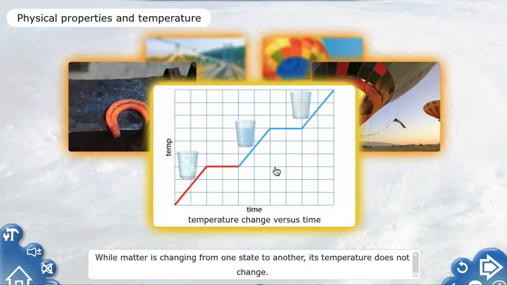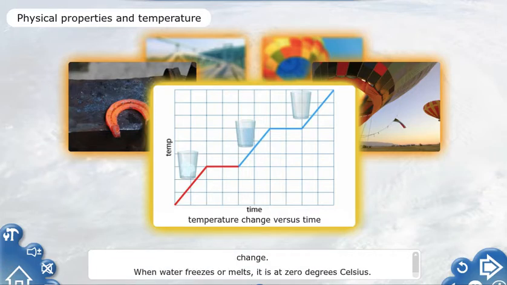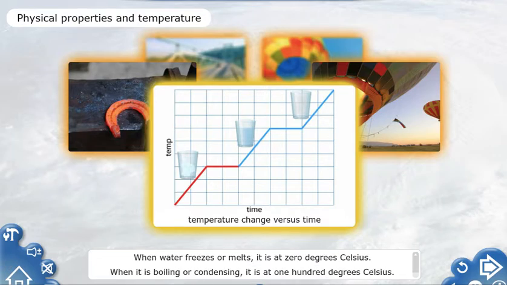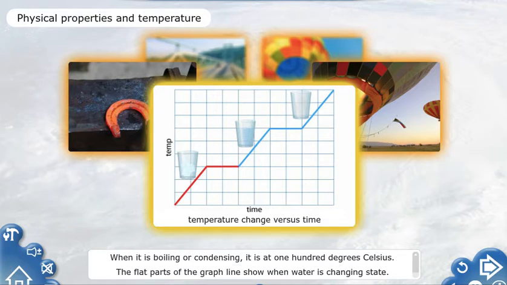While matter is changing from one state to another, its temperature does not change. When water freezes or melts, it is at 0 degrees Celsius. When it is boiling or condensing, it is at 100 degrees Celsius. The flat parts of the graph line show when water is changing state.